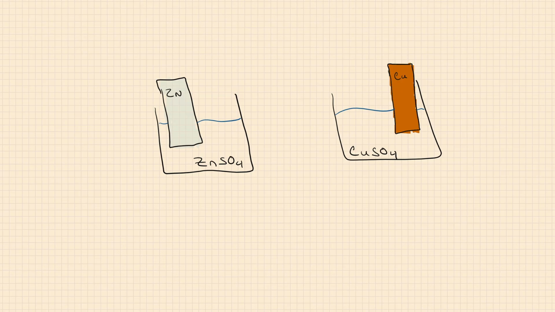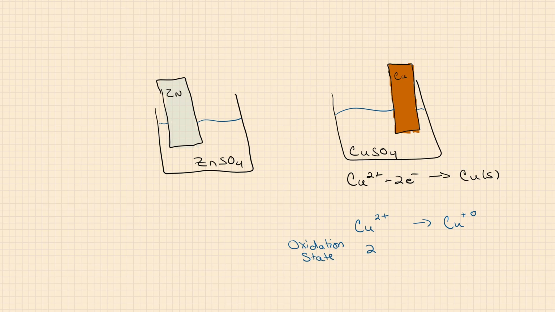So its half reaction is going to be copper 2 plus plus 2 electrons gives us solid copper. This is a reduction because a reduction in oxidation state occurs, or for our ions, a reduction in charge. So we go from having a copper with a 2 plus charge to a solid copper with a 0 charge. Our charge has been reduced. Our oxidation state has changed from 2 to 0. And this was done by gaining electrons.